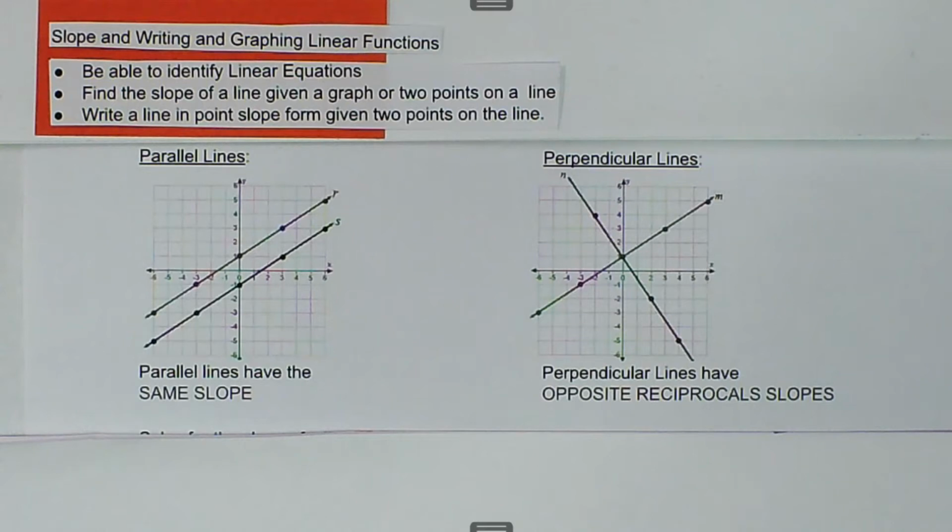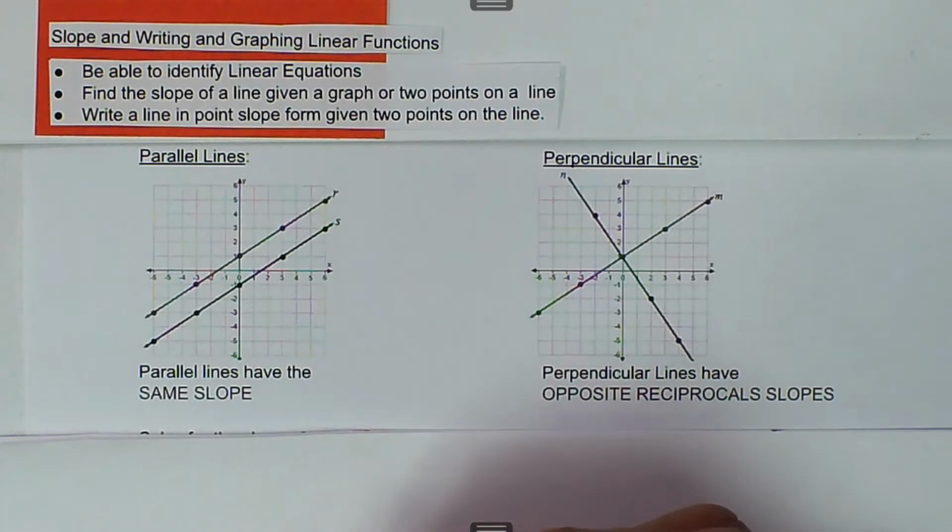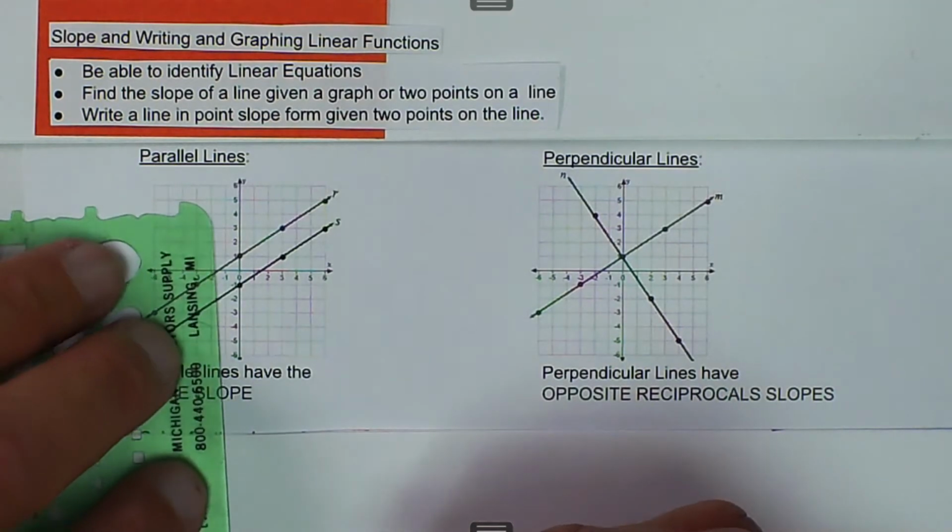We were talking about slope and writing and graphing linear functions, and we want to find the slope of a line given a graph or 2 points on a line. And so here we have an example of parallel lines and perpendicular lines, and we want to explore what that means for their slope. So in this case, first thing we have to do is show what the slope is.